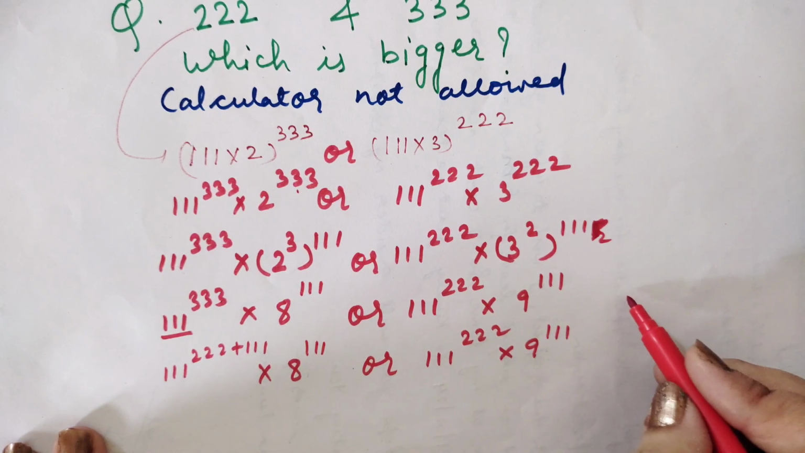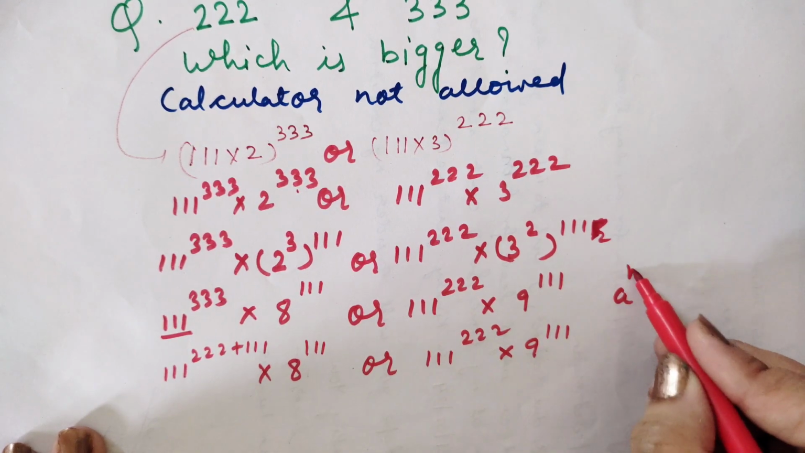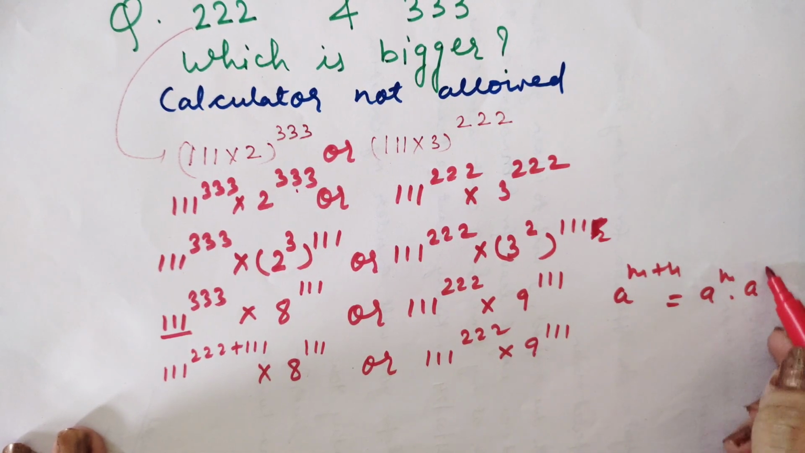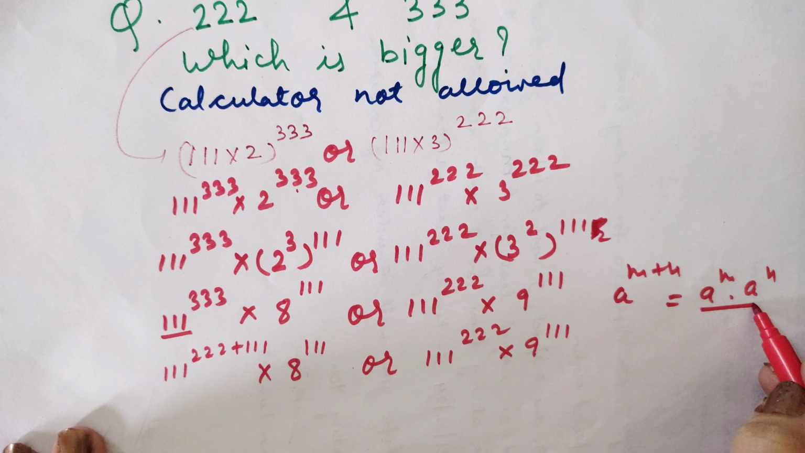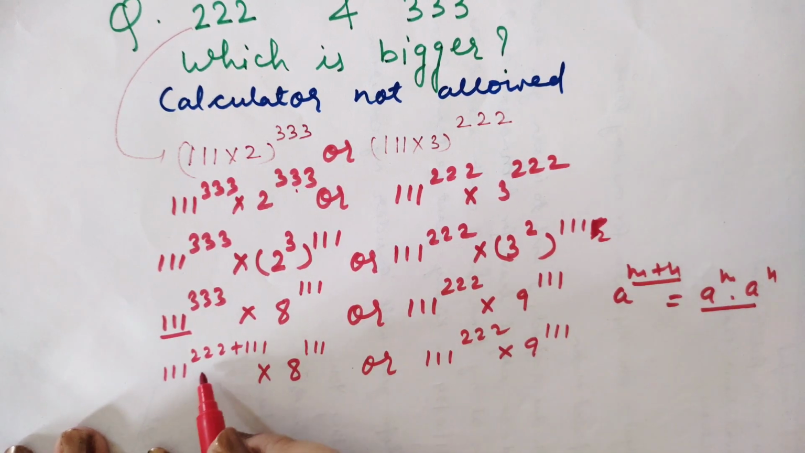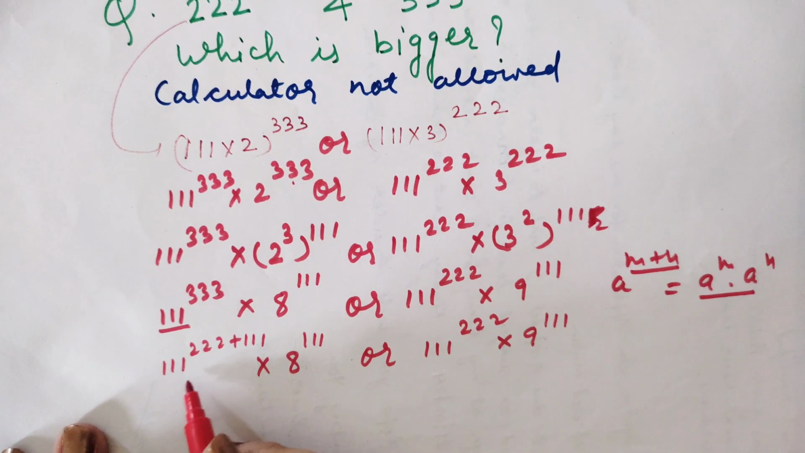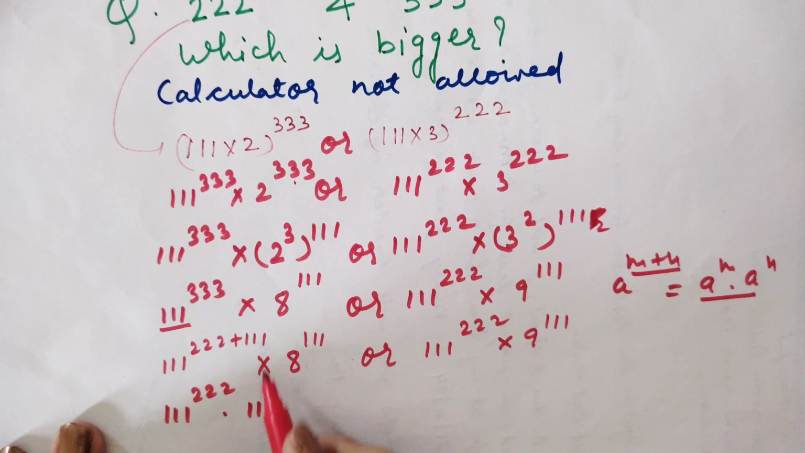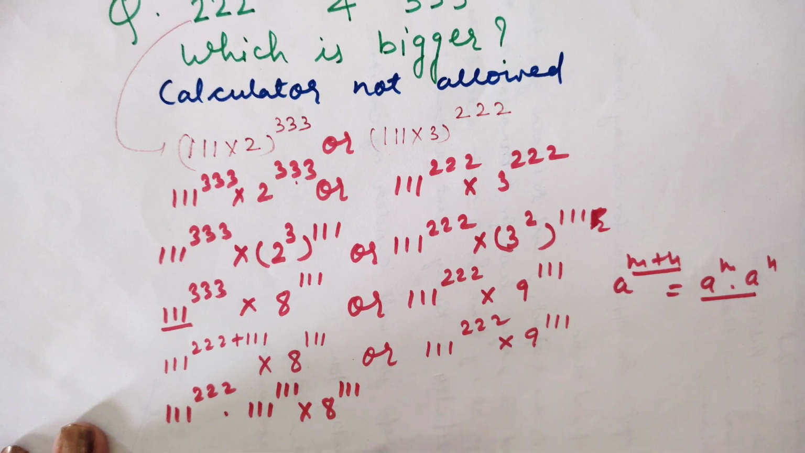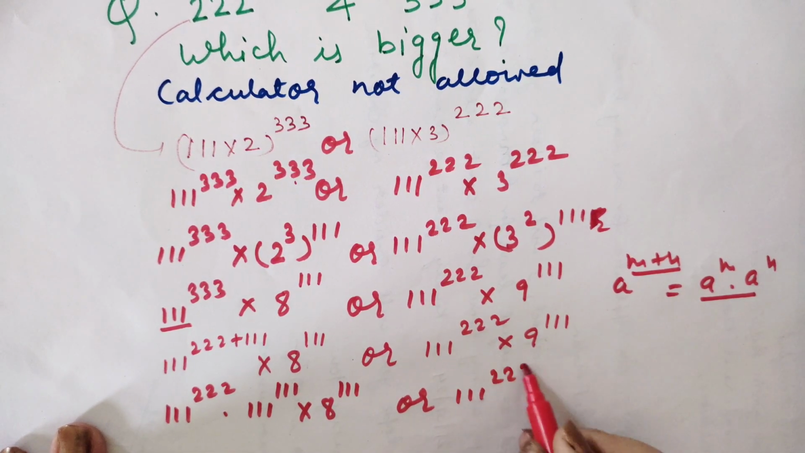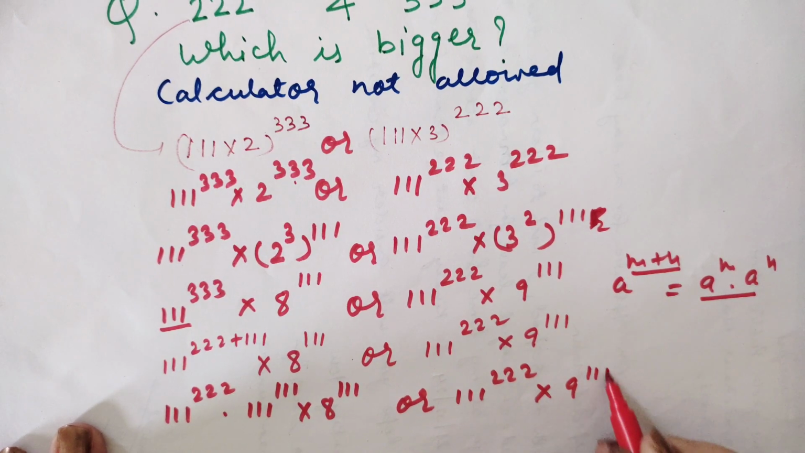So this is the law of exponents. If the power is m plus n, we will write a power m into a power n. By the law of exponents, if the bases are the same, the powers should be added, so we will get a power m plus n. Similarly, we will separate it: 111 power 222 into 111 power 111 into 8 power 111. And we will not disturb this term again; we will write it as it is.